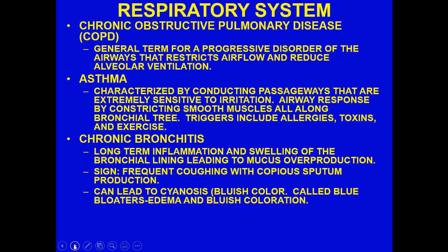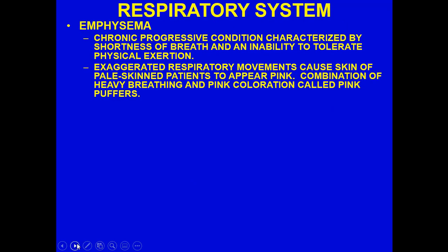Chronic bronchitis. This is a long-term inflammation and swelling of the bronchial lining leading to mucus overproduction. One of the signs is frequent coughing with copious sputum production. This can lead to cyanosis. Now, cyanosis is when a person takes on a bluish color. They don't have sufficient oxygenation to certain tissues. As a result, they're called blue bloaters. They are characterized by having some edema, as well as bluish coloration in certain parts of the face. Emphysema.